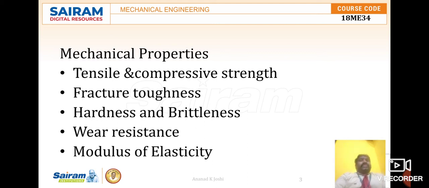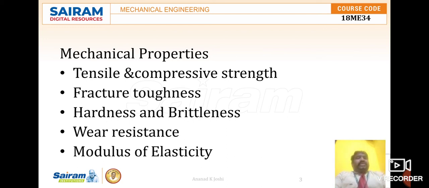And the last one is the modulus of elasticity, or we call it Young's modulus, of ceramics. The combined ionic and covalent bonding mechanism imparts a high modulus of elasticity to these ceramic materials. However, the modulus decreases with an increase in temperature. So these are all the mechanical properties.